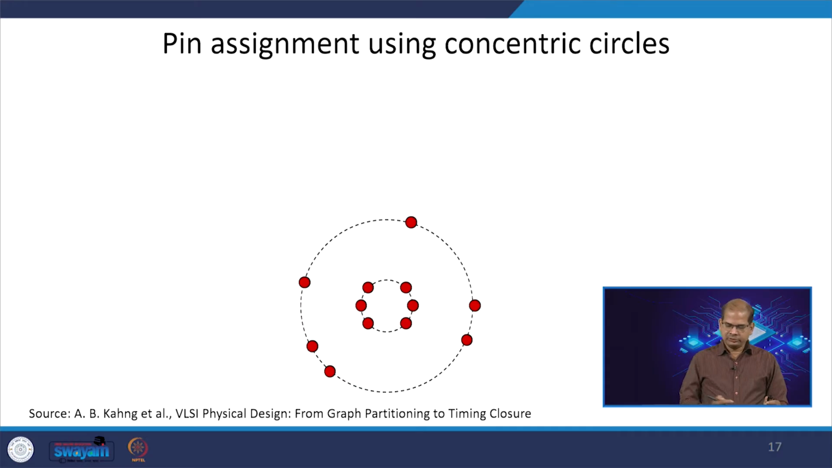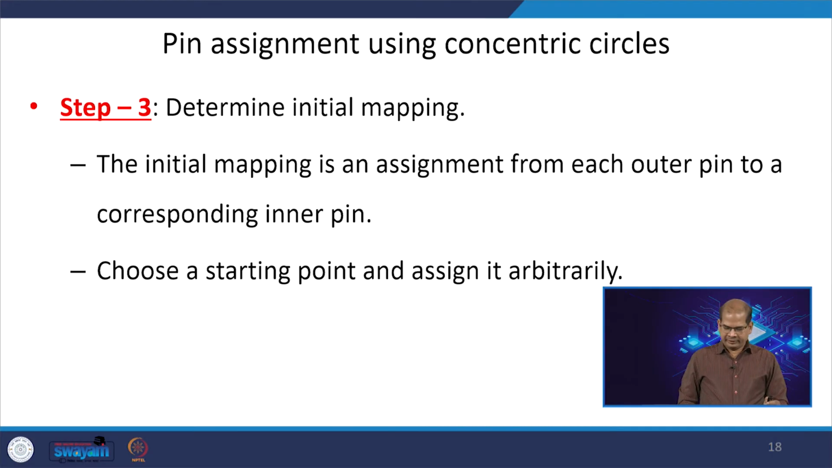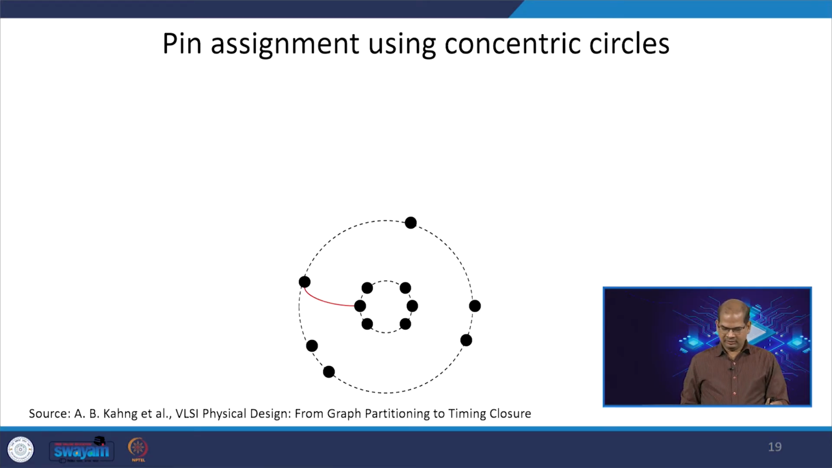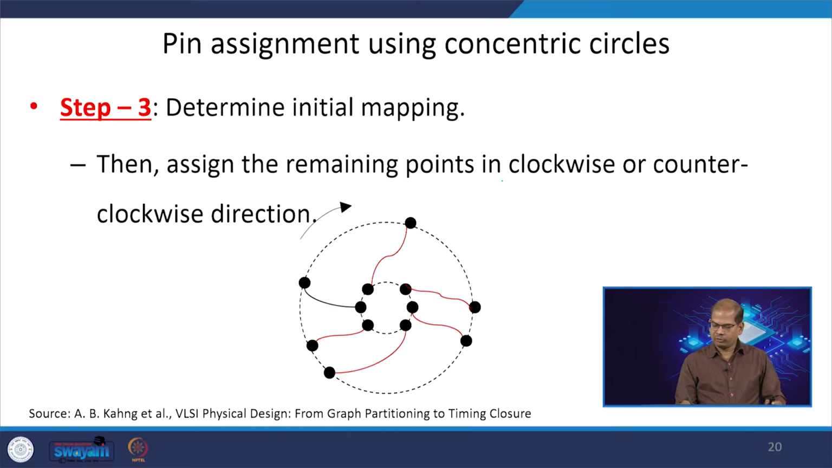Now, these two need to be connected. This is basically done using an initial mapping. The initial mapping is an assignment from each outer pin to a corresponding inner pin. So, choose a starting point and assign it arbitrarily. Let us take one pin from the inner circle and one pin from the outer circle and connect them. Either we can go clockwise or counterclockwise after doing all the initial mapping.